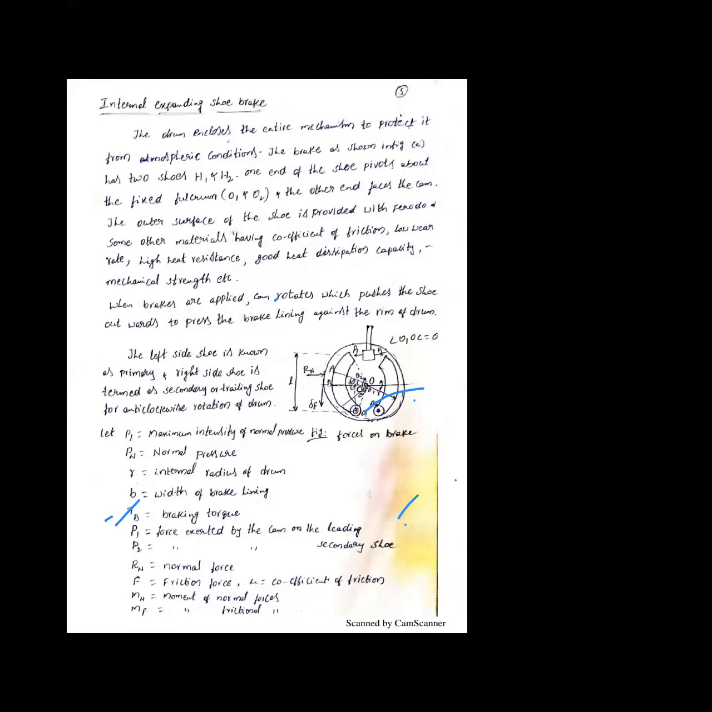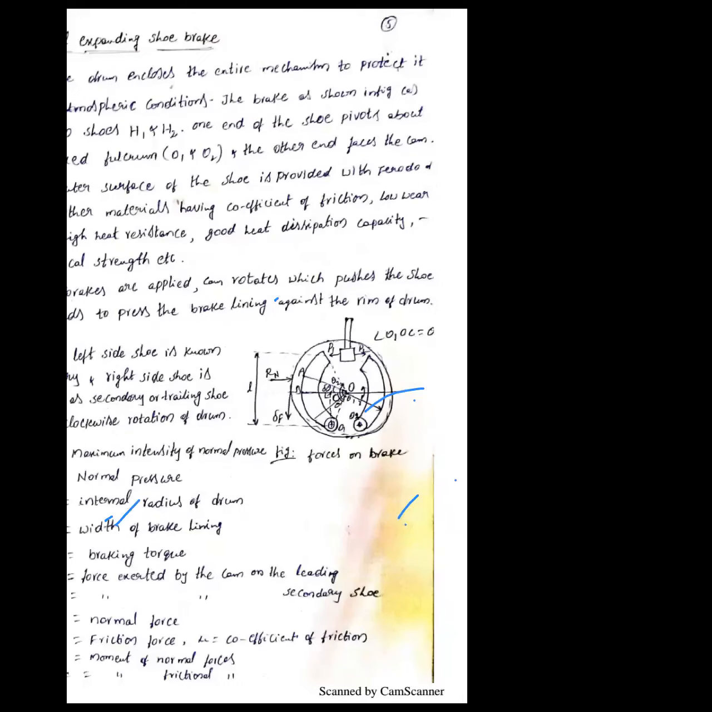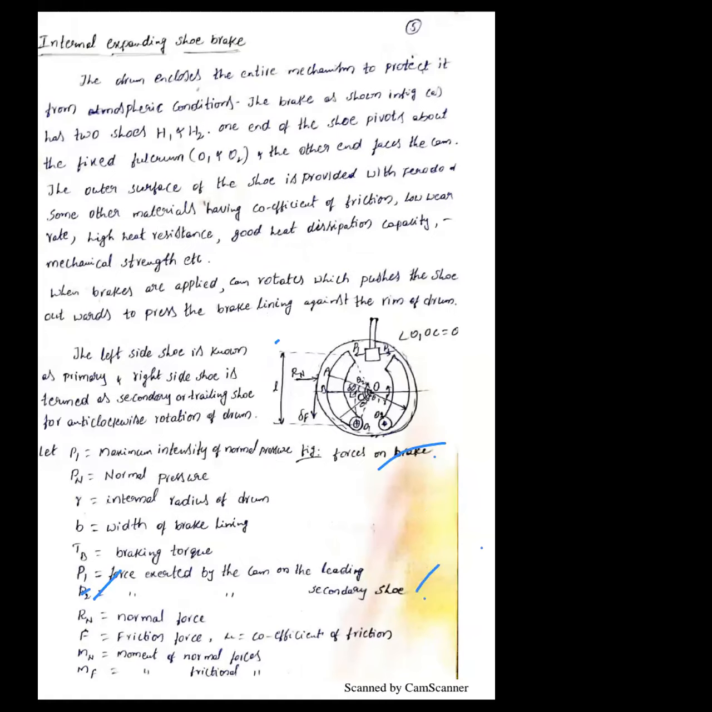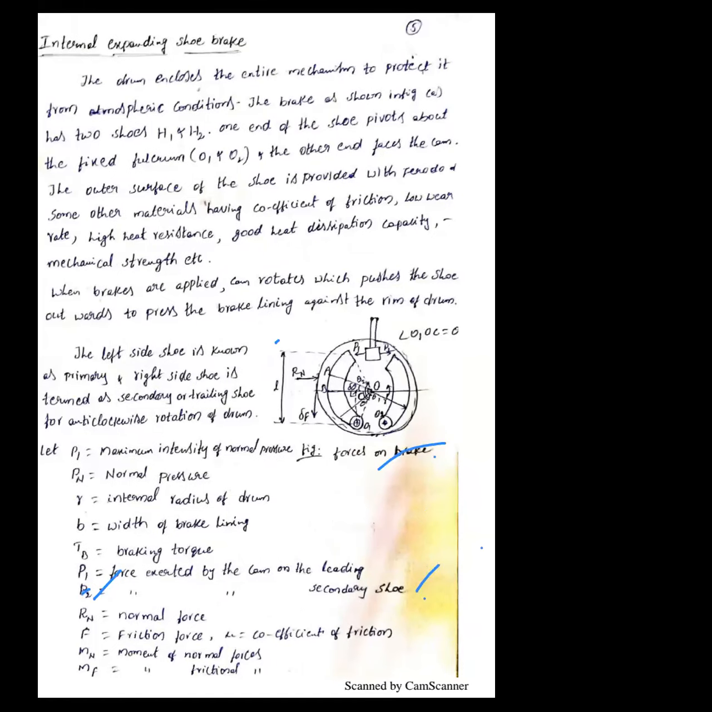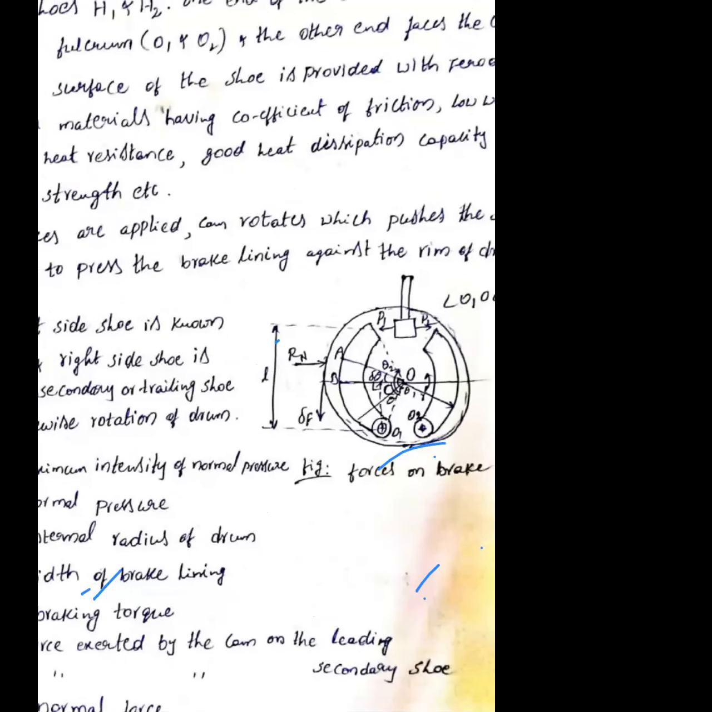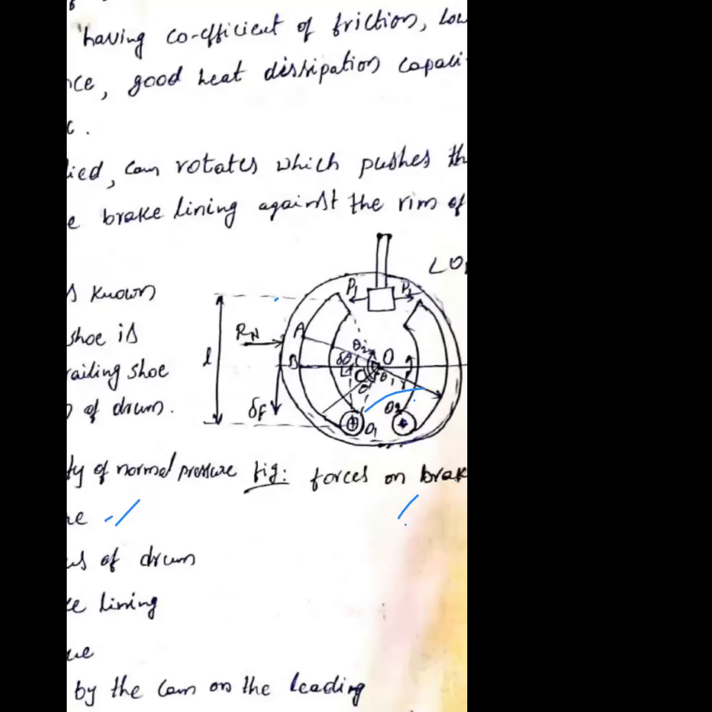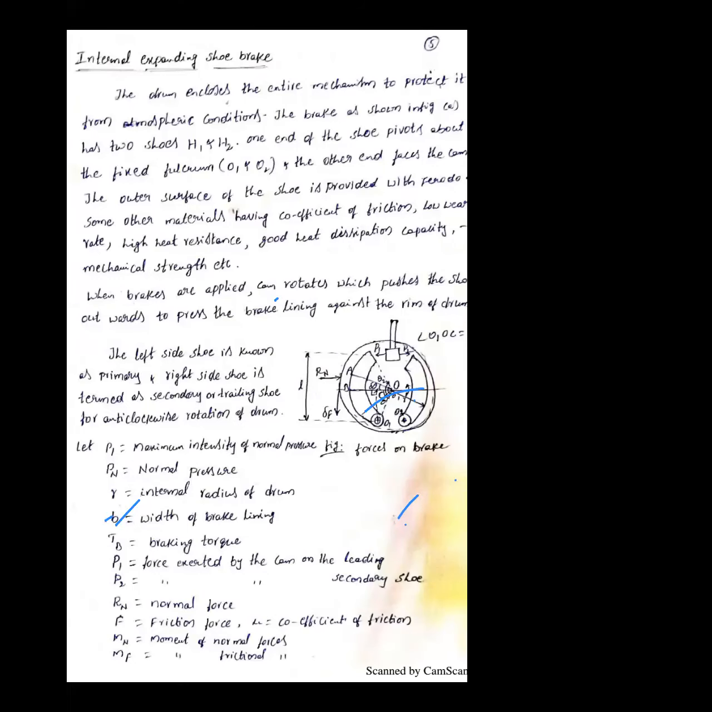That is our block and band brake. Now we are going to see the internal expanding shoe brake, which we generally see in the brakes of our automobiles. Observe the internal expanding shoe brake. It consists of two shoes. One end of each has the fulcrum, and the other end is in contact with the cam. There are left and right portions.